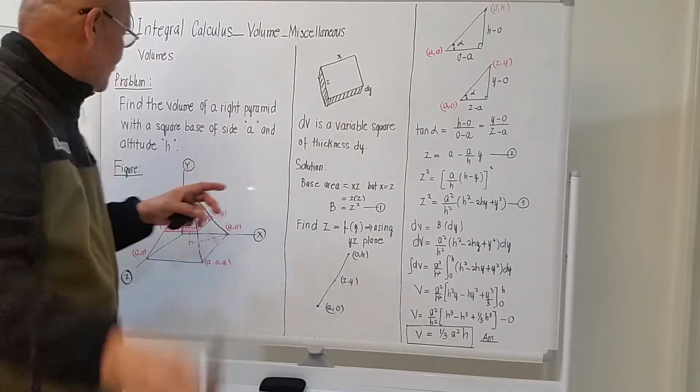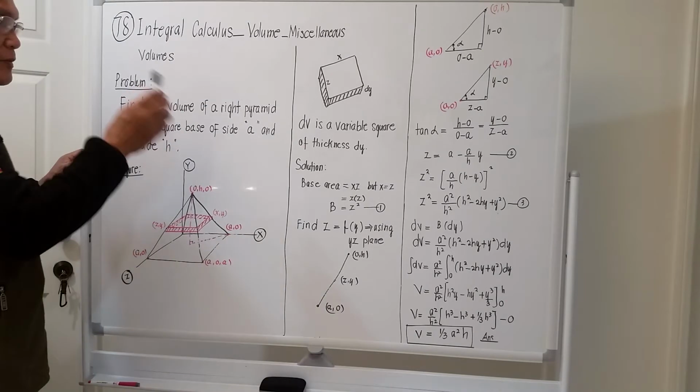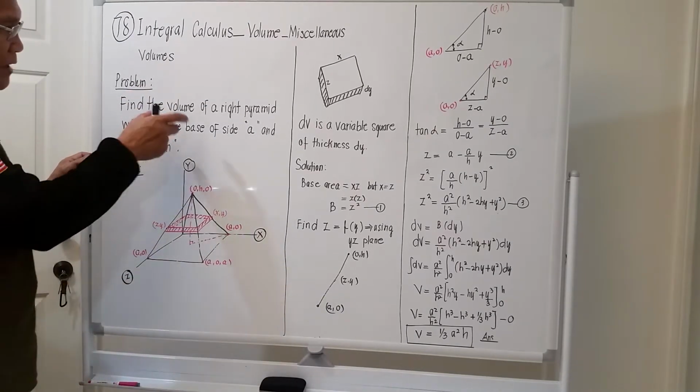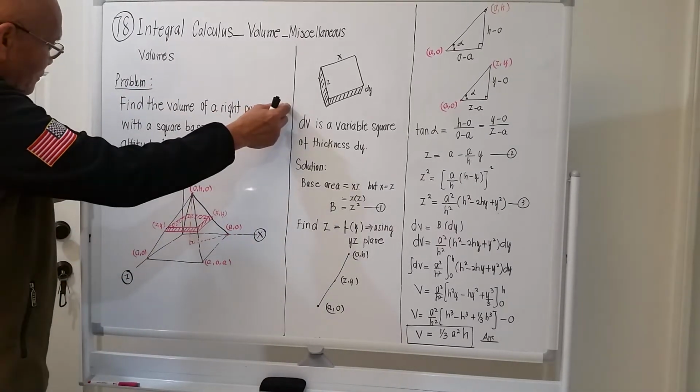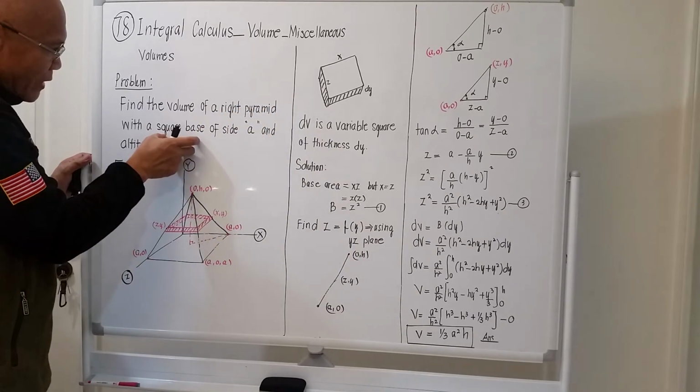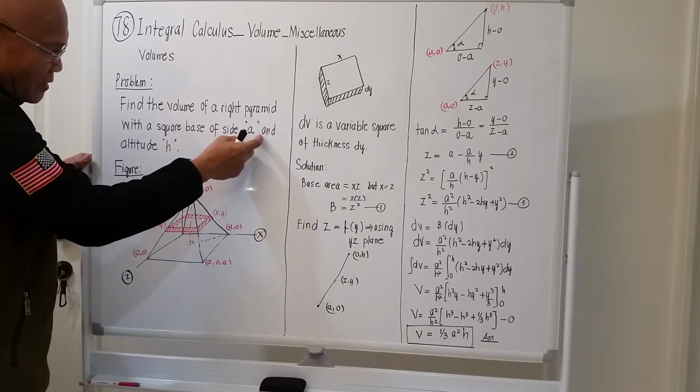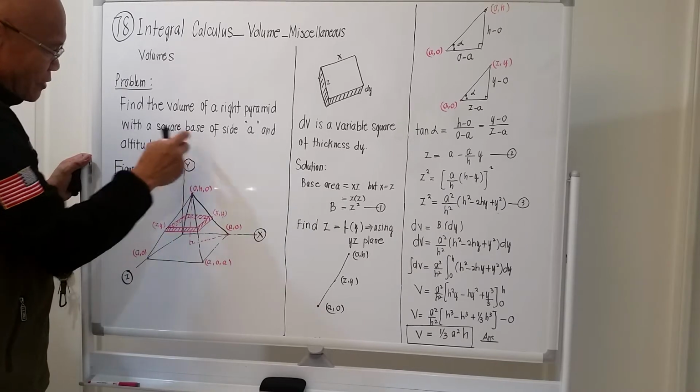Okay, let's proceed. The problem is this. Find the volume of a right pyramid. It's a pyramid with a square base. The side is A and the altitude is H.